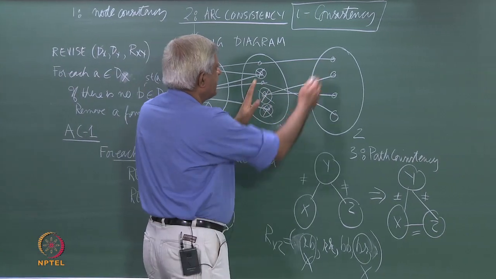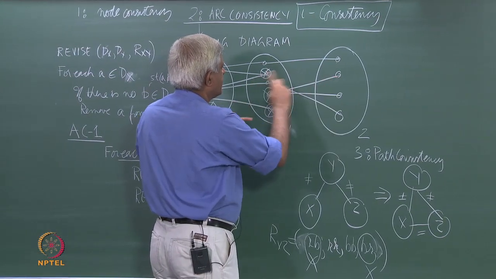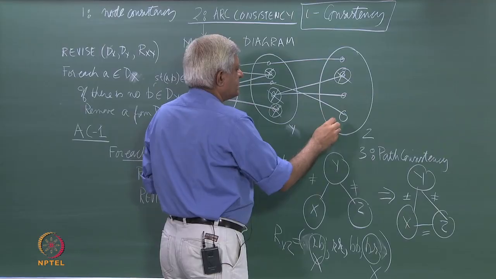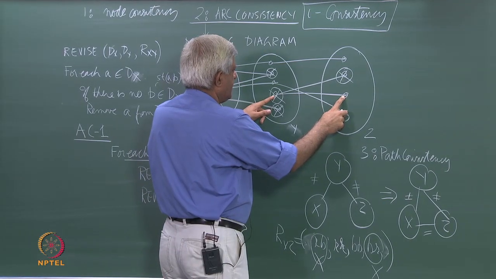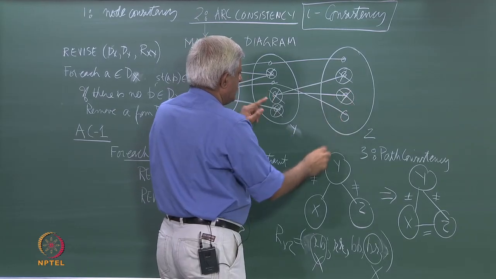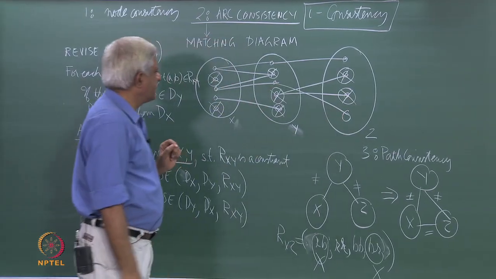So, if you do this, then this one has this, this one does not have this. So, this goes away, this one does not have this. So, this goes away, this one has this, so this goes away.